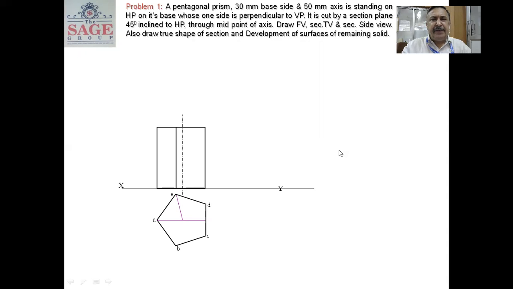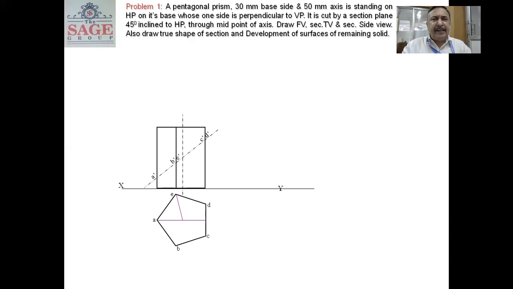Now we draw the cutting plane. The position of the cutting plane is 45 degrees inclined to HP and passing through the midpoint of the axis. So at the midpoint of the axis, we draw a 45-degree angle. This line gives us the position of the cutting plane. So in this way, we cut the solid.